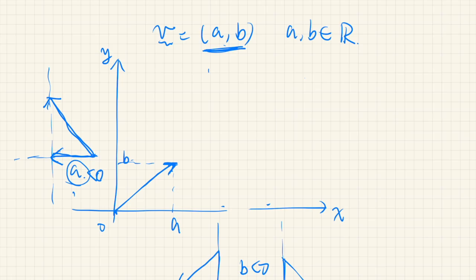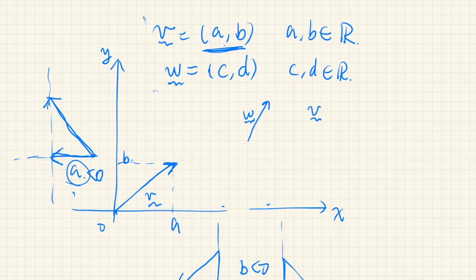Now, if we have another vector, say w, made of c and d, and of course c and d are real, then it may be something like this, right? Maybe let's change it a little bit, like this. So this is V and this is W. If we add these two, we get V plus W, that is, A plus C and B plus D. So this addition can be represented as a vector.